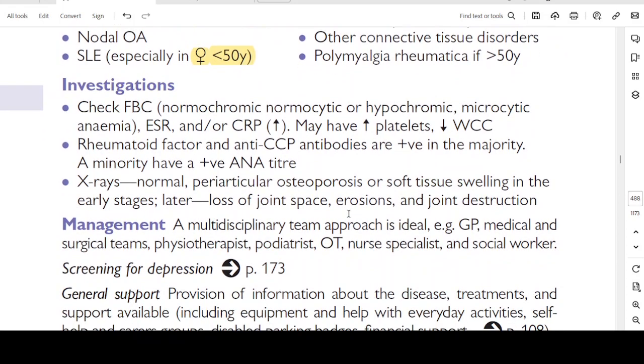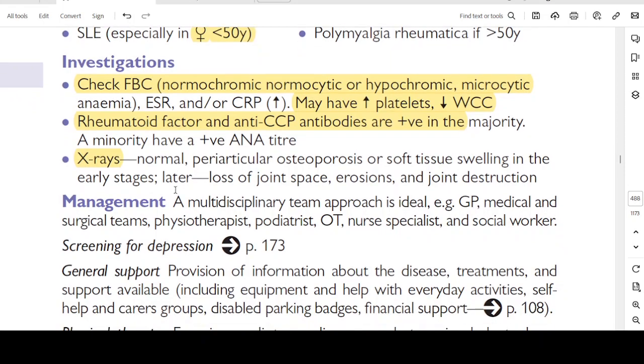Investigations: check the FBC, full blood count. There will be a normochromic normocytic or hypochromic microcytic anemia. ESR and CRP are raised, may have raised platelets and decrease in WCC. Rheumatoid factor and anti-CCP antibodies are positive in the majority, and a minority have a positive ANA titer. X-rays are normal, or show periarticular osteoporosis or soft tissue swelling in the early stages. Later, loss of joint space, erosions, and joint destruction.